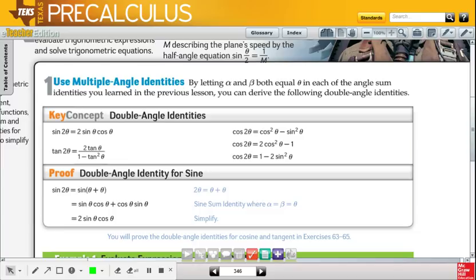So when you have sine of theta plus theta, using the sine sum identity where angle alpha is equal to angle beta, which is equal to theta, it can be rewritten as sine theta cosine theta plus cosine theta sine theta. So basically that's the same thing as 2 sine theta cosine theta.